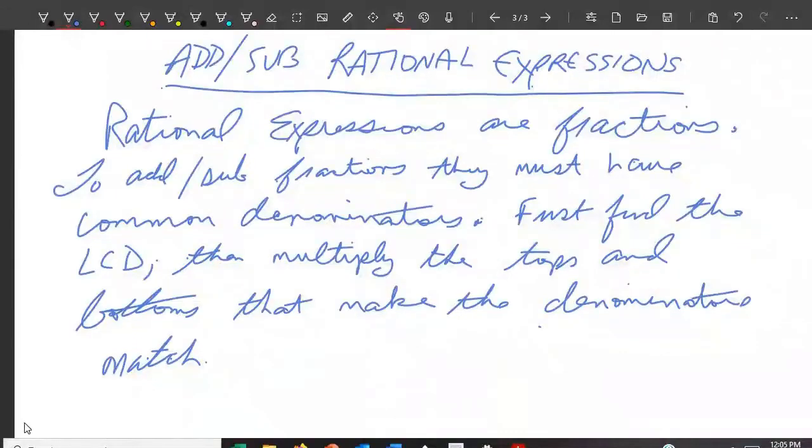This lesson is on adding and subtracting rational expressions. Rational expressions are just fractions. Going back to when you were in elementary school, middle school, whatever, to add and subtract fractions, they have to have the same denominators. And remember, in order to make them have the same denominators, we have to find the LCD, the least common denominator, and then multiply the tops and the bottoms. That will make the denominators match for each fraction.